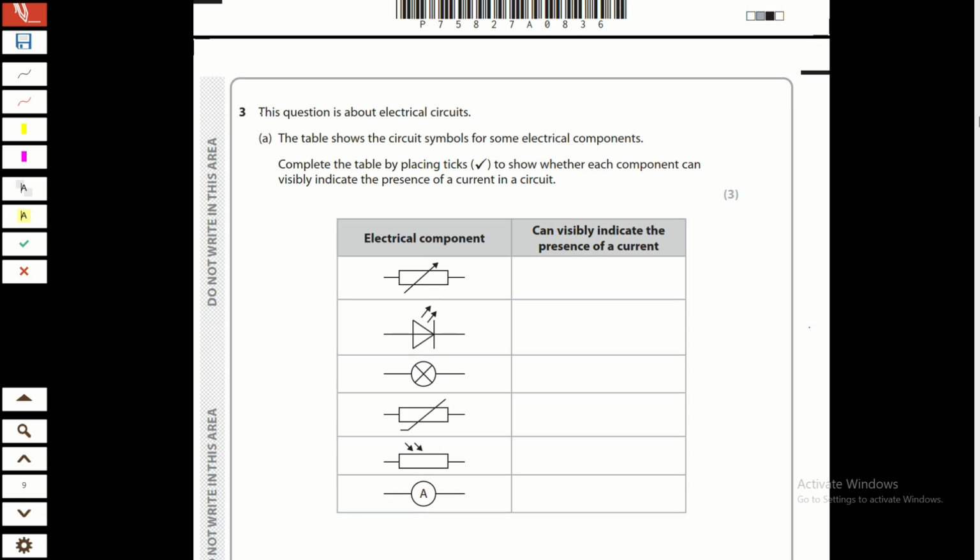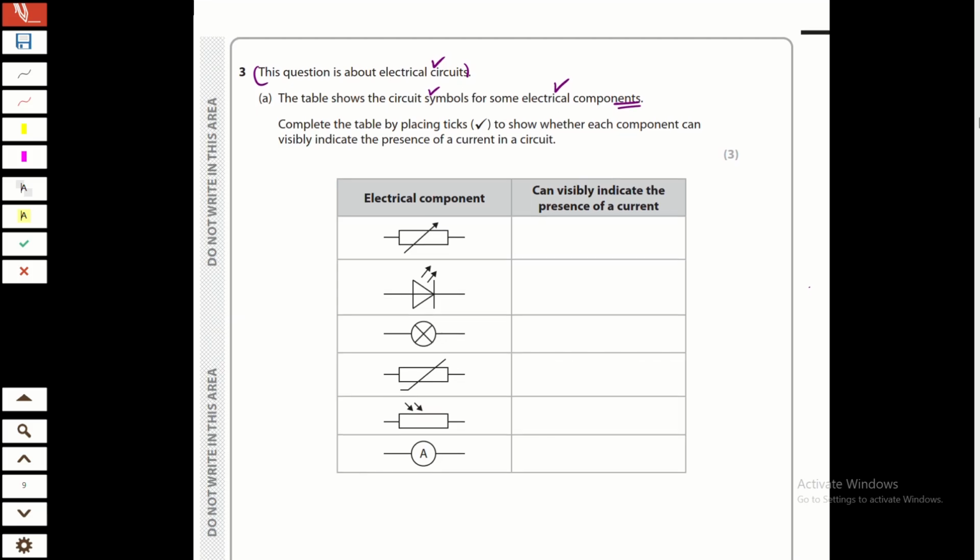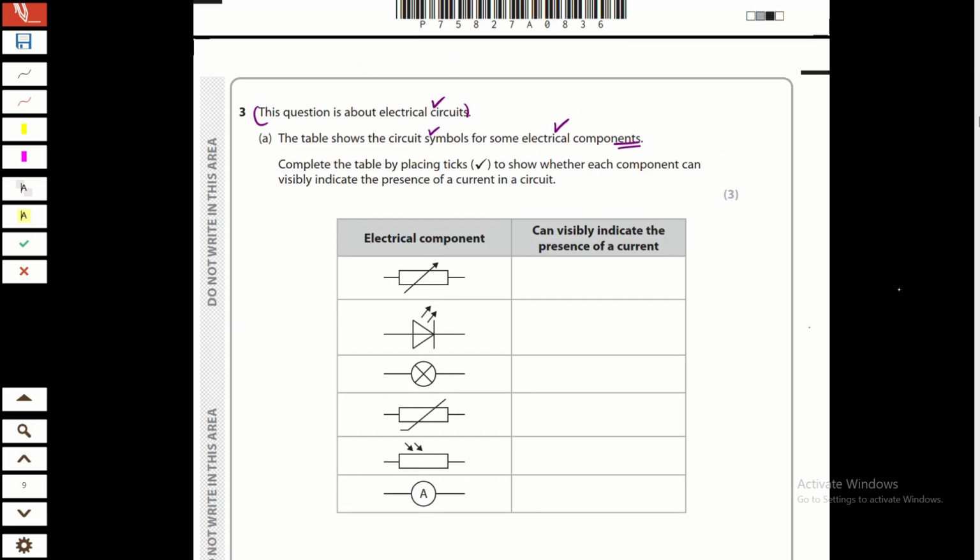All right, so question 3 is about electrical circuits. The table shows the circuit symbols for some electrical components. So the table consists of some circuit symbols of few electrical components. Complete the table by placing ticks to show whether each component can visibly indicate the presence of current in a circuit.